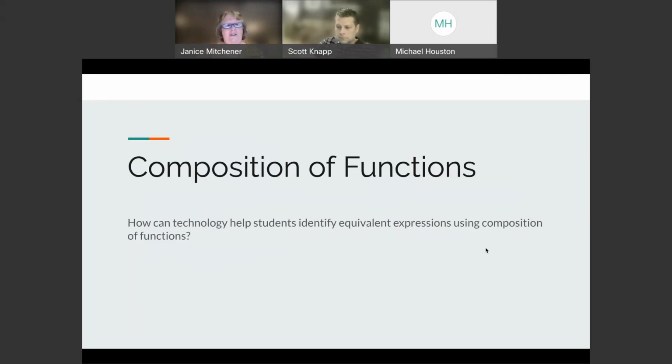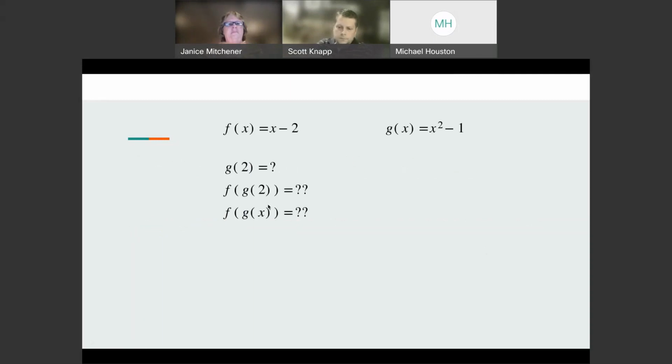All right, so I am sitting there racking my brain teaching Algebra 2 for the first time with composite of functions going, wow, we are really struggling here. What can we do? So this is something I tried. Okay, so I looked at my students. I said, okay, let's think about this. I have f of x equal to x minus 2, and g of x is x squared minus 1.